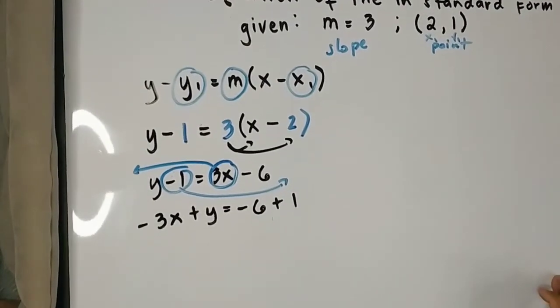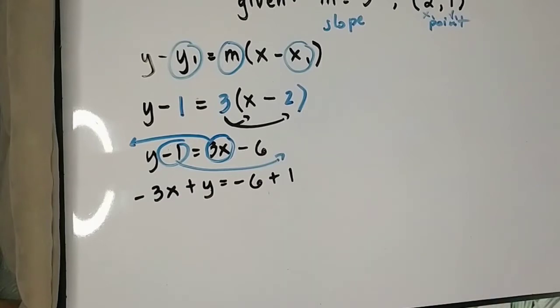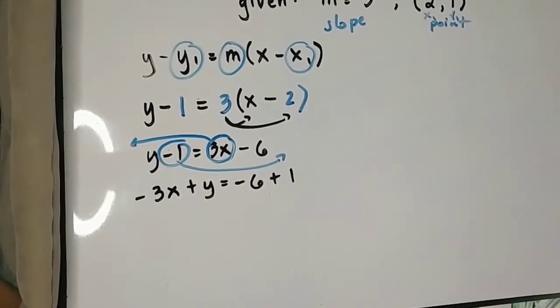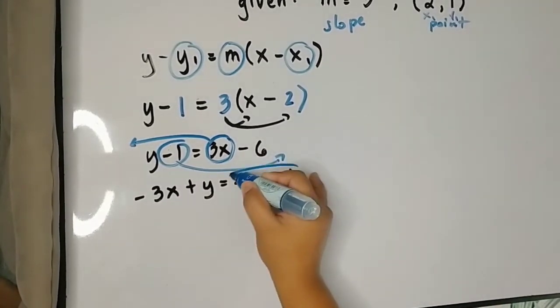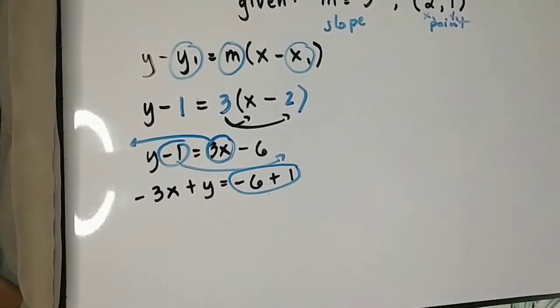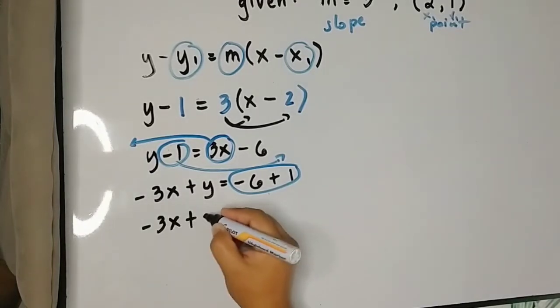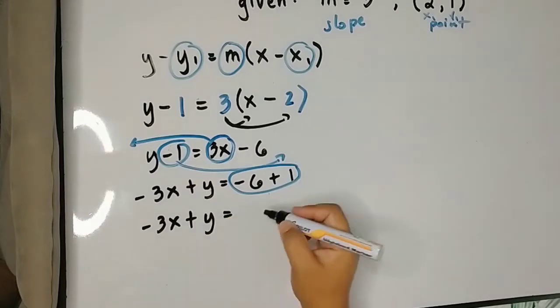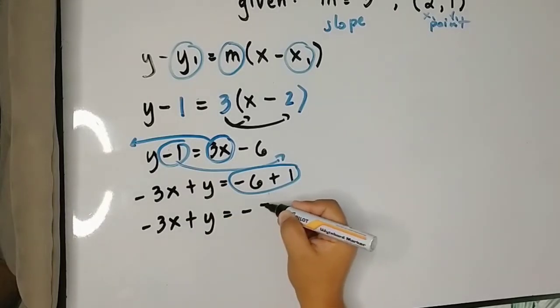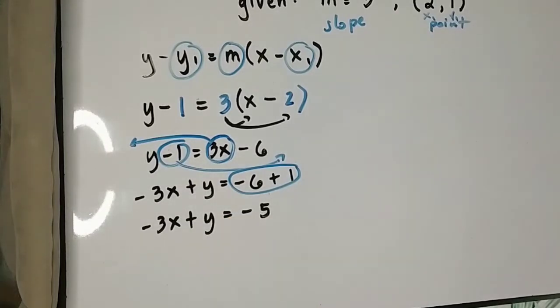Then after that, okay, combine like terms muna. So, negative 6 plus 1, since magkaiba ng sign, so subtract, then copy the sign with the higher value. So, it will become negative 3x plus y equals negative 5. Okay. Not yet in standard form kasi negative pa si x.